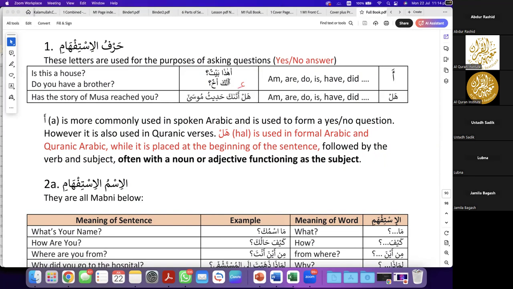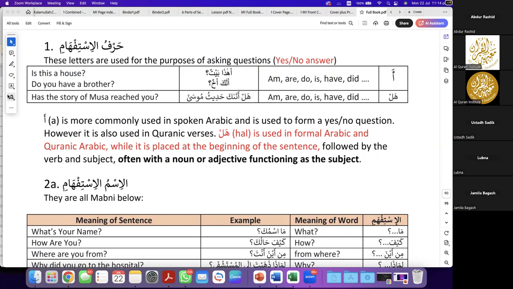So instead of Hamza with Alif, it may be just this as well in the Quran. If it's just Hamza with Fatha, you will assume this is actually Hamzatul Istifham. It means there is a supporting Alif there. Most of the time it is shown, but in some places in the Quran you will see it's not shown, but you will assume it's like this.